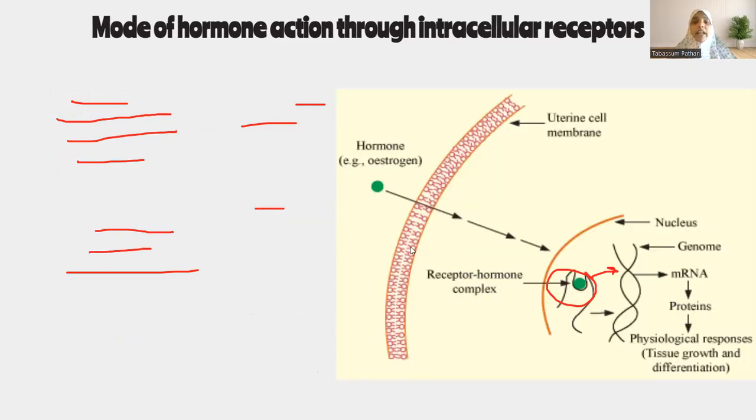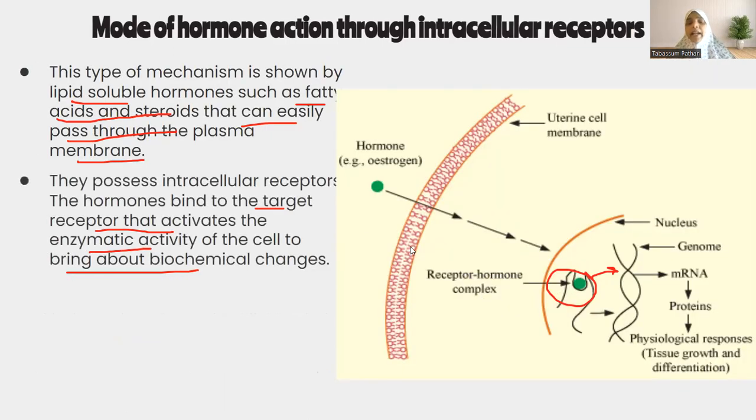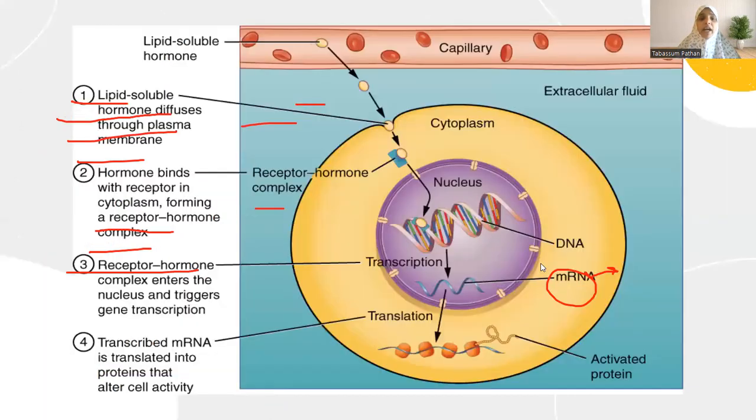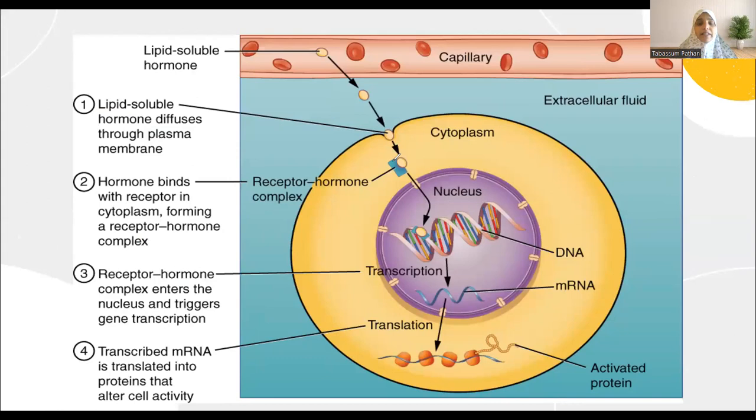Whereas here the hormone directly passes through the plasma membrane and can have an effect on the nucleus through the direct receptor hormone complex present in the nucleus, and it will bring about changes, transcription and translation, and the necessary protein will be produced for its effect. So this is the summary chart that you see over here. The lipid soluble hormone passes through the cytoplasm, and the complex is over here.